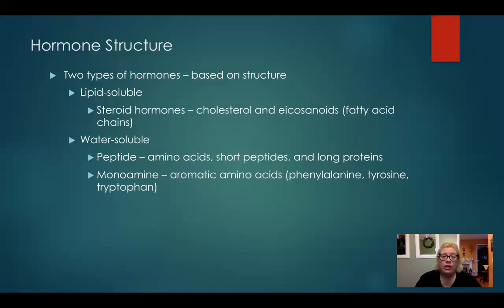Our water-soluble hormones are going to be composed mostly of proteins or components of proteins. So peptides such as amino acids, short peptides, which are very short chains of amino acids linked together, and also long proteins, which are longer chains of amino acids linked together. Water-soluble hormones can also be constructed of monoamines, and monoamines are aromatic amino acids, which is a fancy term for amino acids that have a ring structure in them. Some of these you may have heard of.